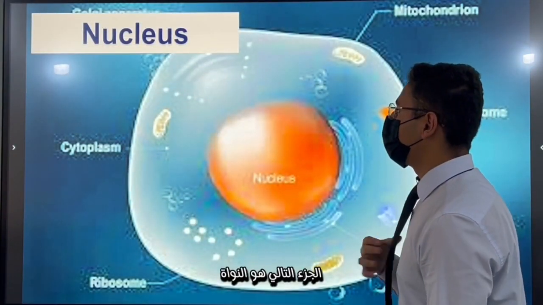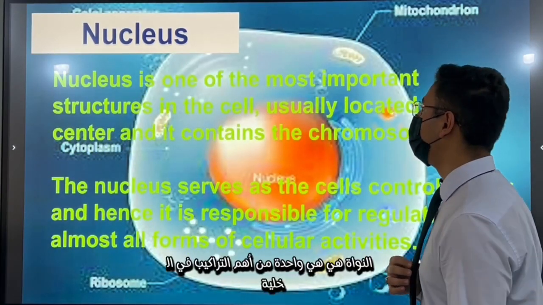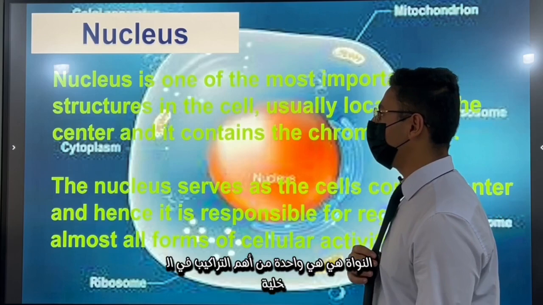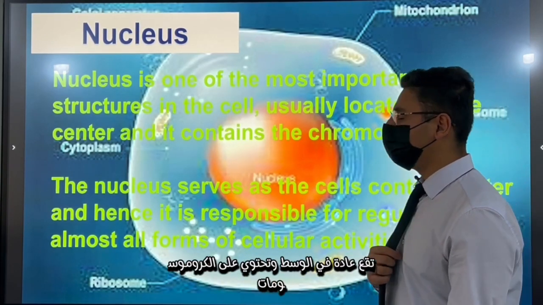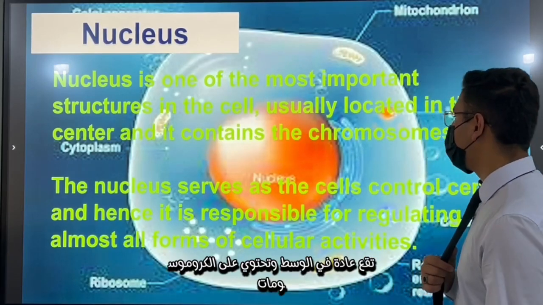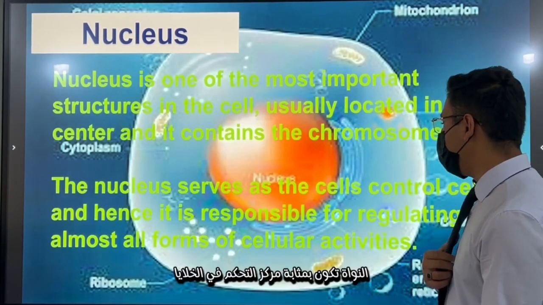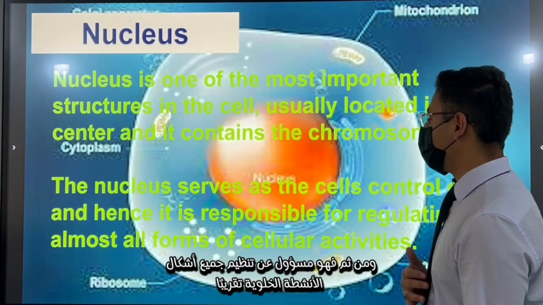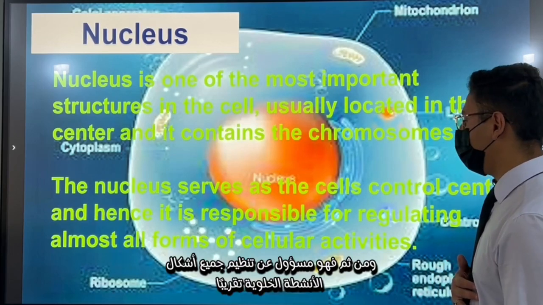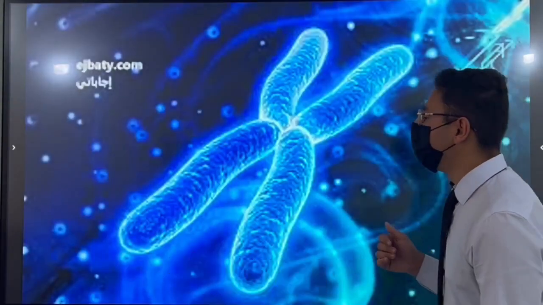The next part is the nucleus. This is the nucleus. The nucleus is one of the most important structures in the cell, usually located in the center and containing the chromosomes. The nucleus serves as the cell's control center, and hence it is responsible for regulating almost all forms of cellular activities.